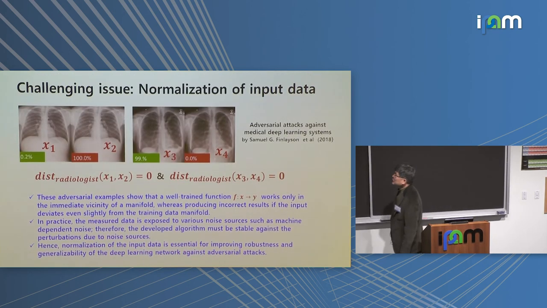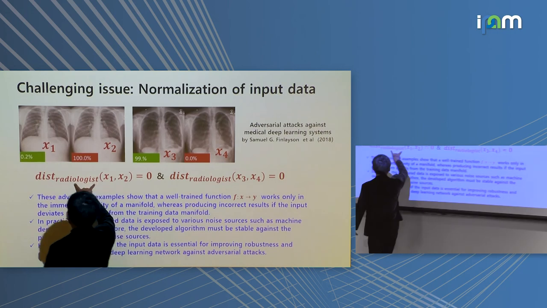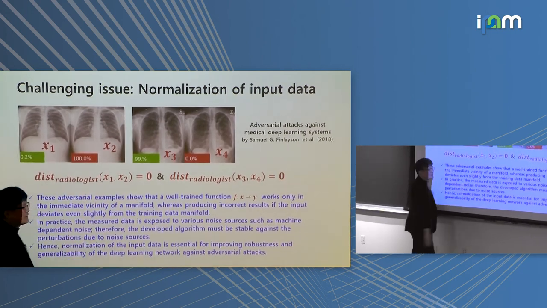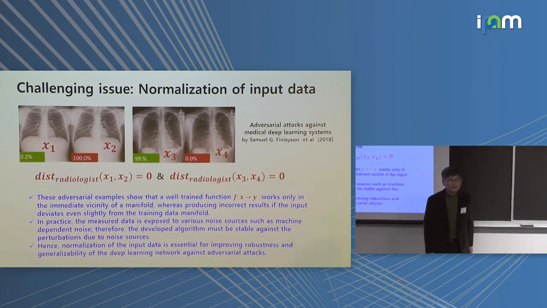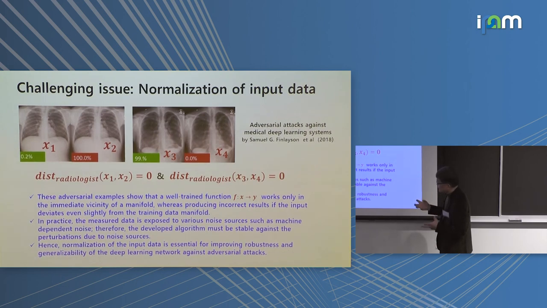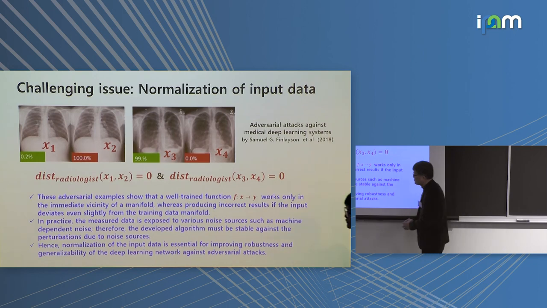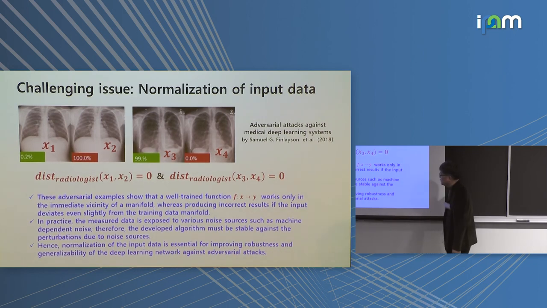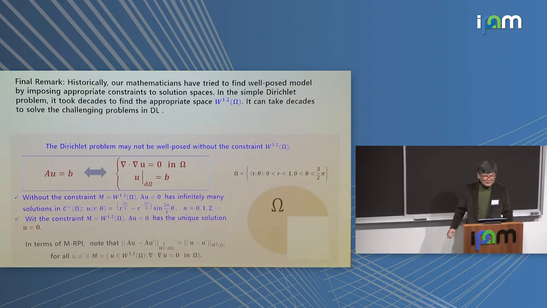So another challenging issue is the normalization of input data. Normalization is that, okay, for this radiologist the distance is zero, and for this radiologist the distance is zero. How can I make the normalized images match that one? Because in practice, measured data is exposed to various noise sources such as machine-dependent noise. Therefore, a developed algorithm must be stable against perturbation due to the noise sources. Hence, normalization of the input data is essential for improving the robustness and generalizability of the deep learning network against adversarial attack. Okay, this is the last slide, I guess.